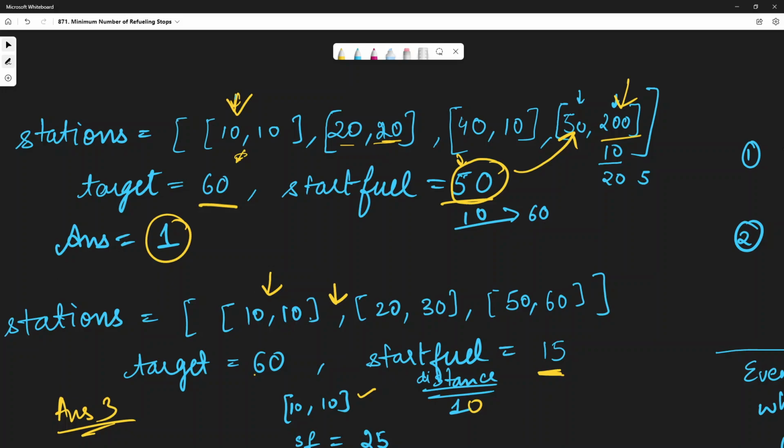Hello everyone. So today we are going to do the LeetCode daily challenge: Minimum Number of Refueling Stops.